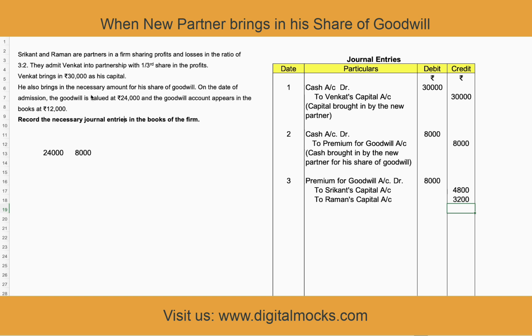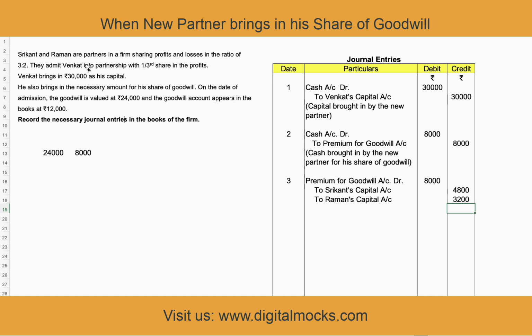This 24,000, what is it? It is the goodwill amount. And this is the extra profit the firm will earn in future because of goodwill. So when the firm earns this 24,000 in future, definitely the firm will distribute it. When the firm distributes this 24,000, at that time Venkat's capital account will be credited. And when I credit Venkat's capital account, in that scenario the capital accounts of Srikanth and Raman will be credited with less amount. That is going to happen.